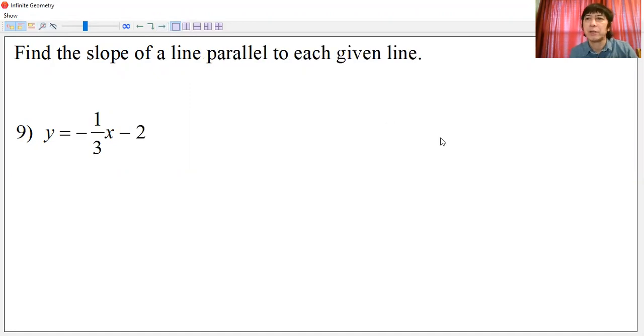Okay, here is the next question. Find the slope of a line parallel to each given line. Parallel to each given line. Okay, what is the nature of parallel lines? When you have parallel lines, the slope must be the same. Okay, the slope. So let's look at the graph board that we have, and let's have some examples here.